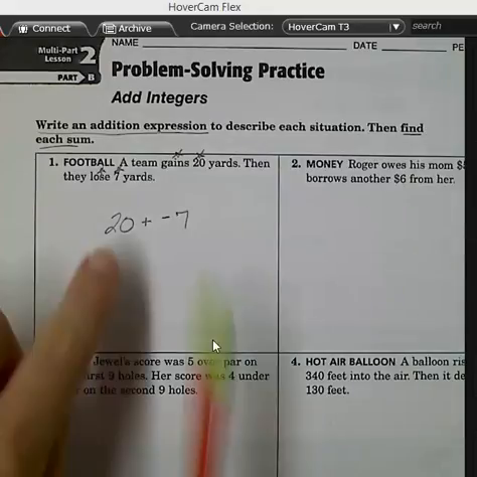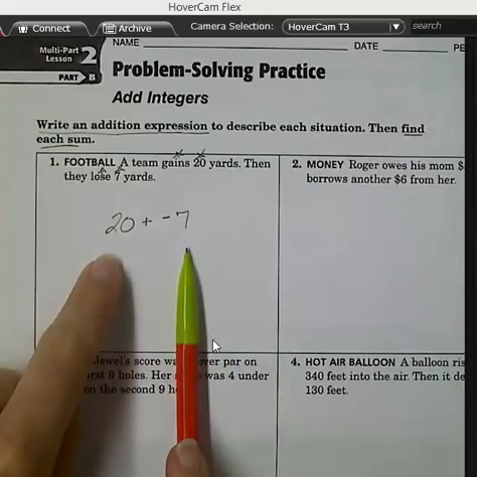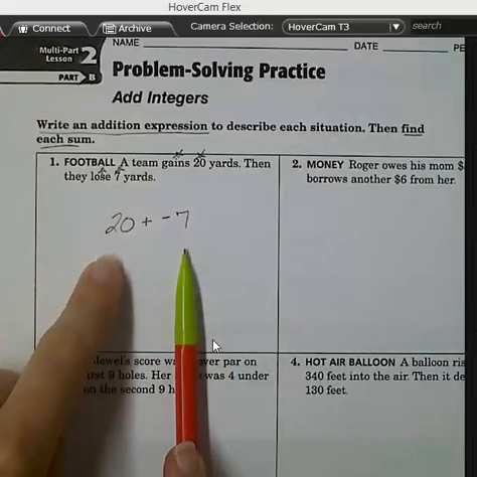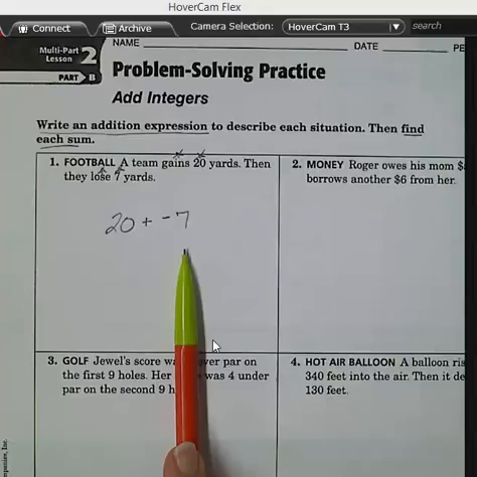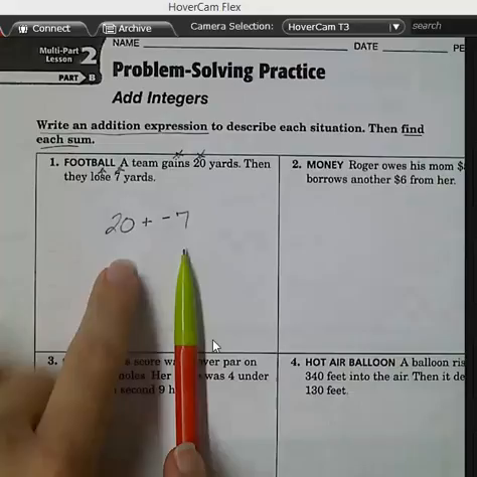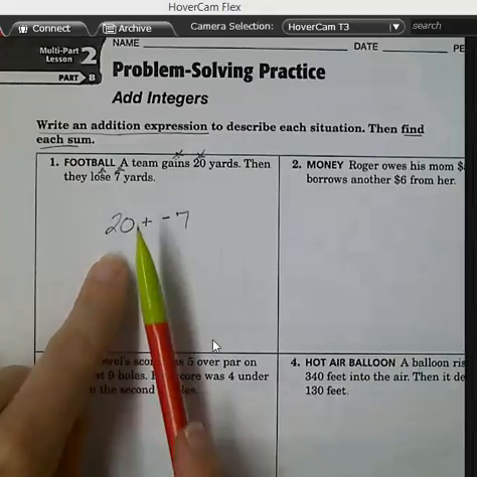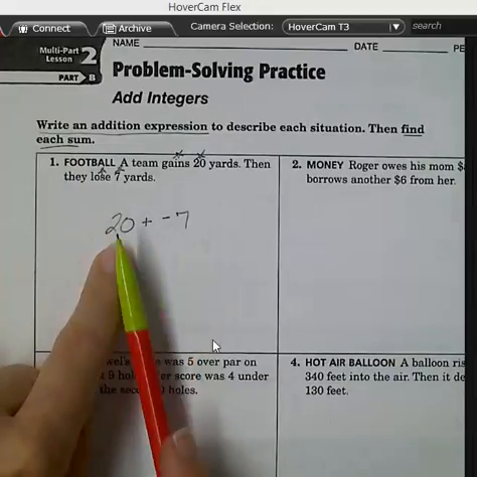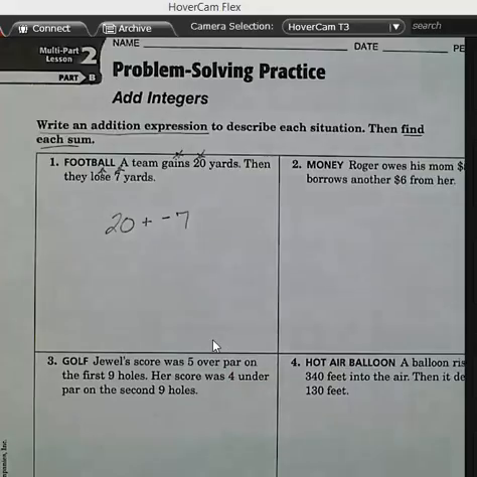Wait a minute. How do I add a positive and a negative number? We just talked about this. First of all, is my answer going to be positive or negative based on what you see, Faith? Why? Because 20 is bigger than 7. Always the sign of the bigger number. And then what do I do with 20 and 7 if one's positive and one's negative? What am I going to do?